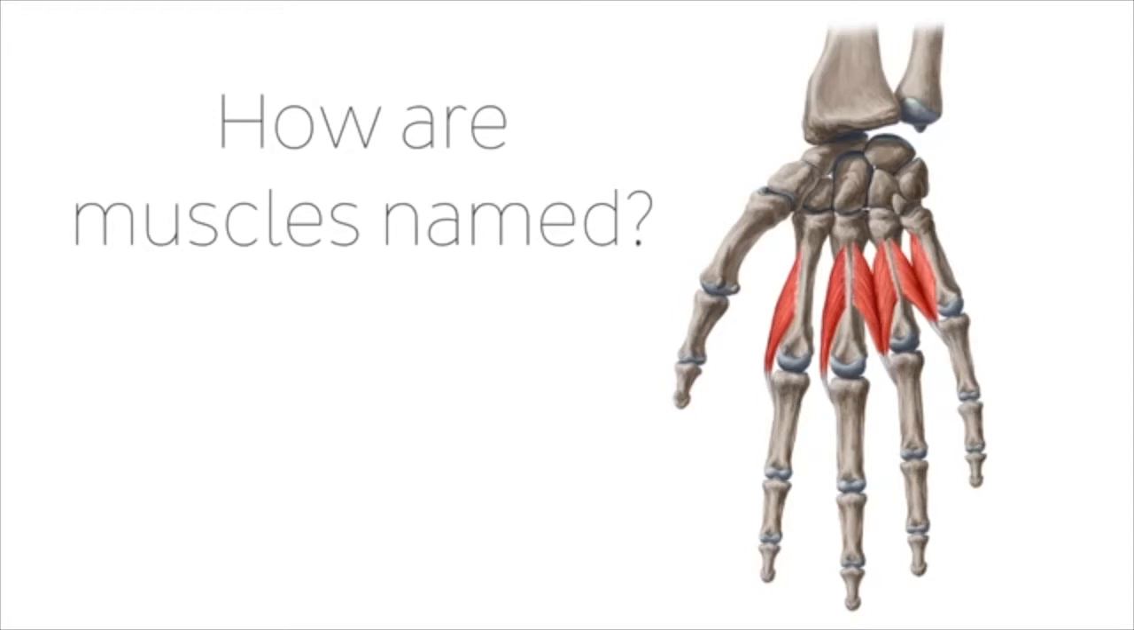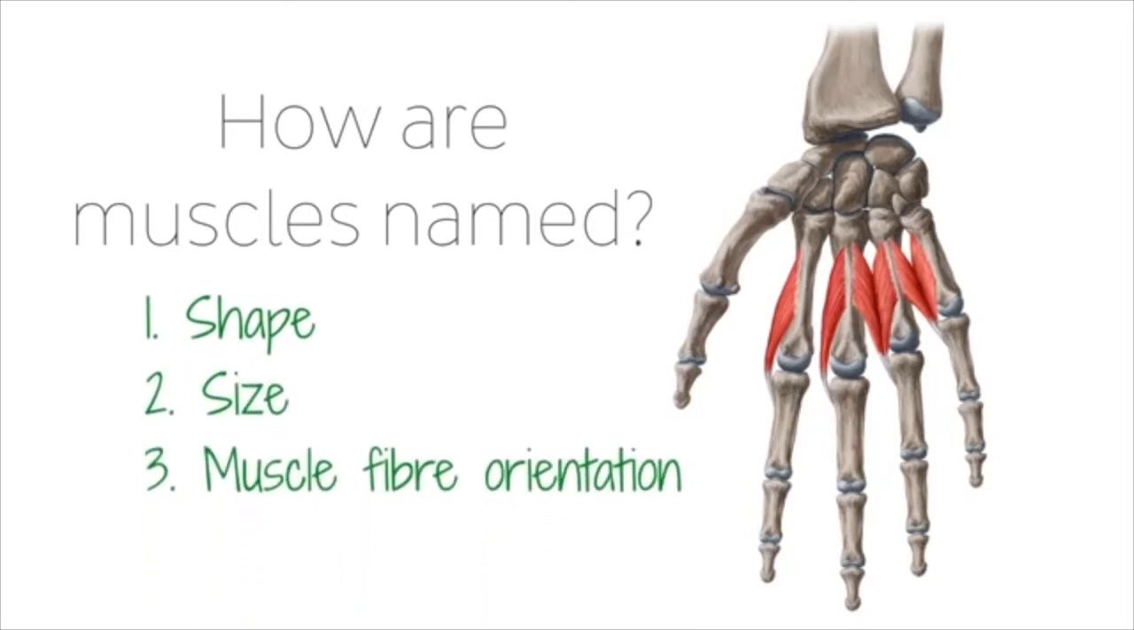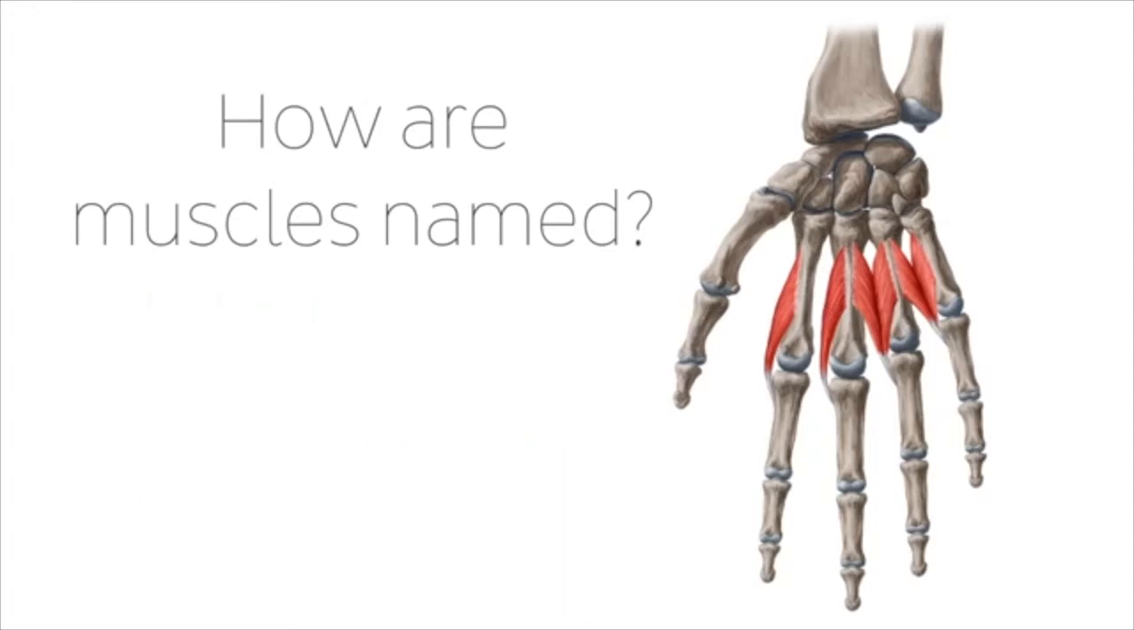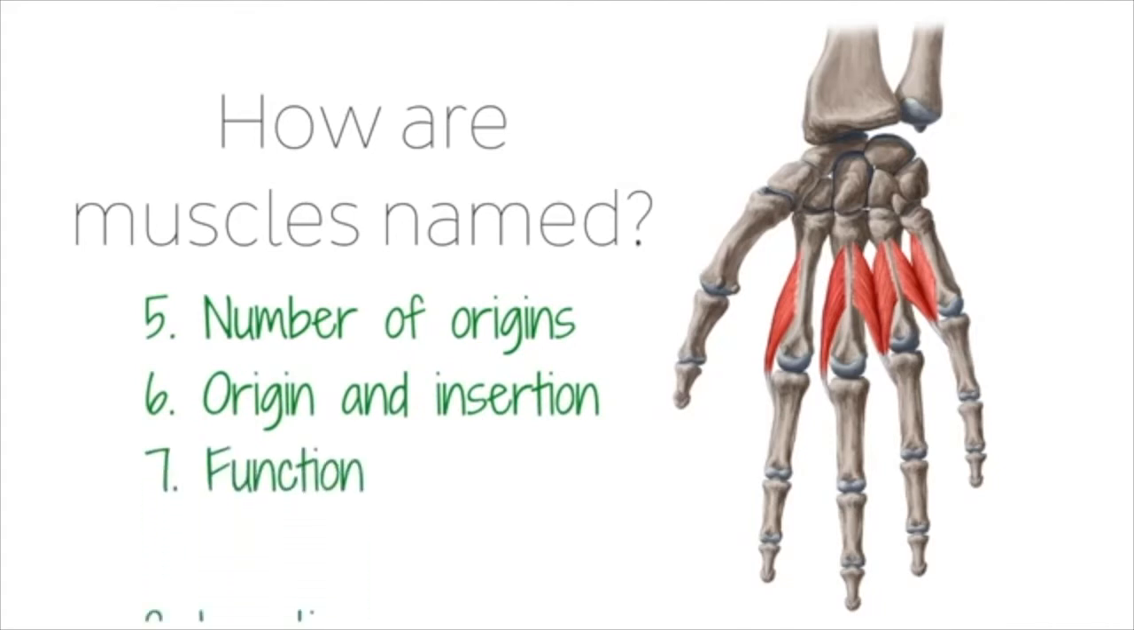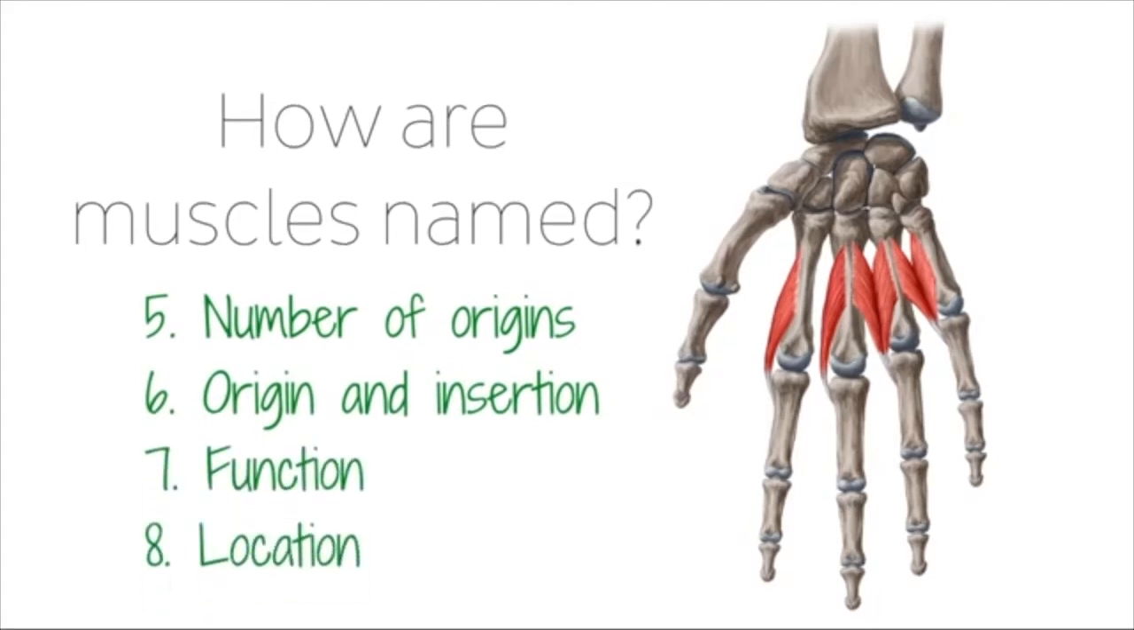And there are quite a few basic conventions when it comes to the naming of a muscle. And once you understand these basic conventions, it becomes much easier to identify them. So in the following slides, we're going to have a look at some basic methods used to name or derive the name of a muscle, which usually take into account one or more characteristics of the muscle. And these characteristics include shape, size, orientation of fibers, action, number of origins, origin and insertion, function, and location. And we'll talk a little bit about each of these as we go along.